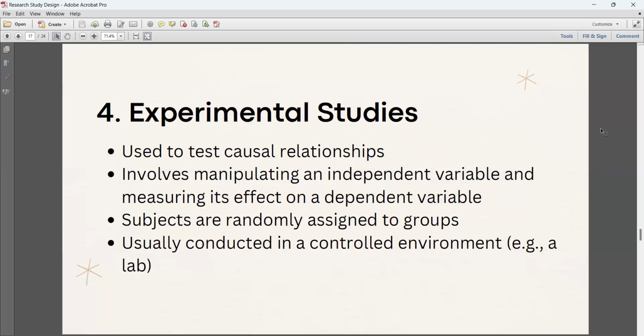So subjects are randomly assigned to groups. We normally have different types of groups. We have treatment, and we could have a control group, which serves as our basis of comparison of an effect of a drug, for instance. It's usually conducted in a controlled environment, for instance, a lab.